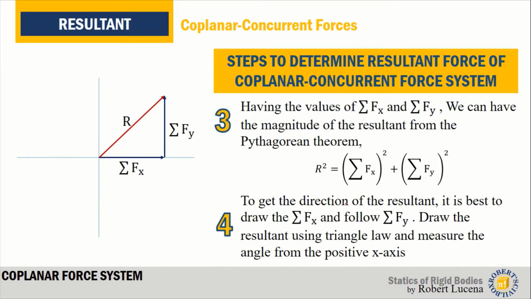Now, the next step would be getting the magnitude of the resultant. So if you try to draw the summation of forces along x or sigma Fx and sigma Fy, take note that they are sign sensitive. Now, if your sigma Fx or the summation of forces along x is negative, make sure you draw it to the left or to the negative side of your x-axis. If you get the summation of forces along y in the positive direction, make sure you draw it in a positive direction.